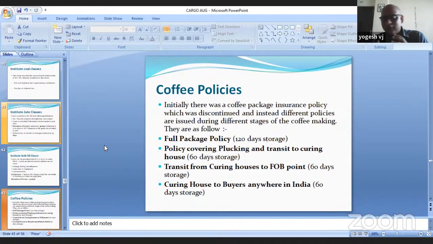Now, transit from curing houses, once the curing houses have processed the coffee beans, उसको FOB point पे, मतलब जिधर भेजने का है वर्ल्ड में, उधर तक लेके जाओ, वो तीसरा leg है पॉलिसी का, for 60 days storage. And from curing houses to buyers anywhere in India, उसके लिए भी 60 days का storage. So basically, the coffee estate owners can go for any of these policies. Usually they go for full package policy, जहाँ पे right from plucking it is covered to the FOB point, या to the shop where it is going to be sold. उधर तक पूरा cover हो जाता है.